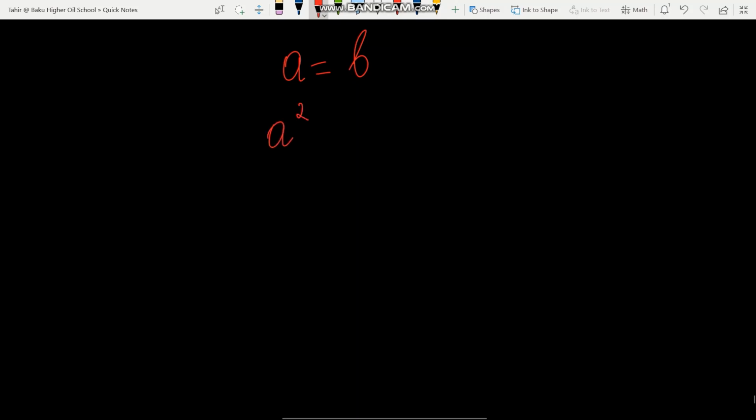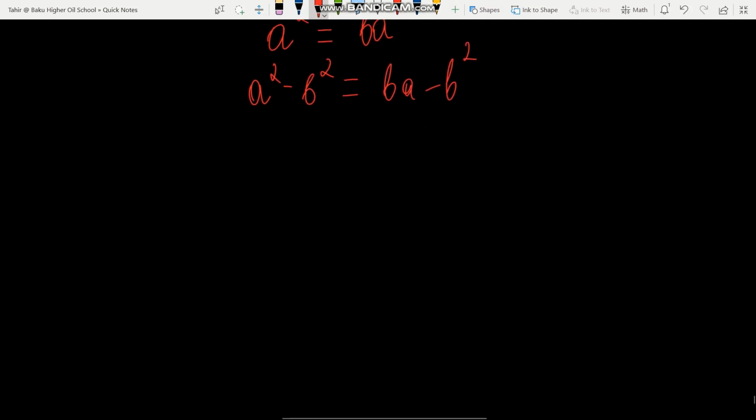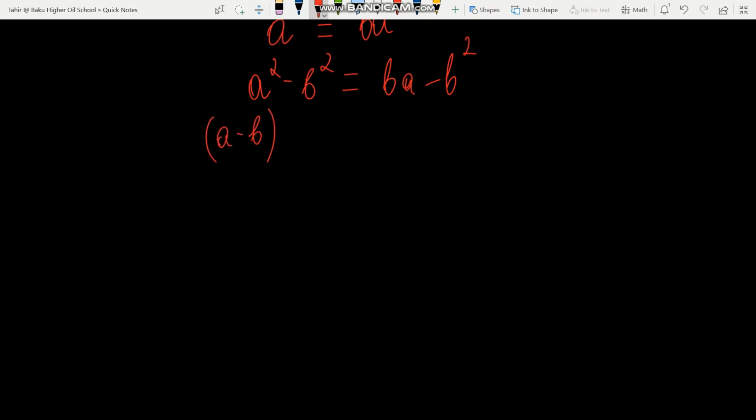A squared, multiplied by A on both sides, B A. And subtract B squared from both sides: A squared minus B squared equals B A minus B squared. And let's just factorize both sides right now. A minus B multiplied by A plus B is equal to B multiplied by A minus B.